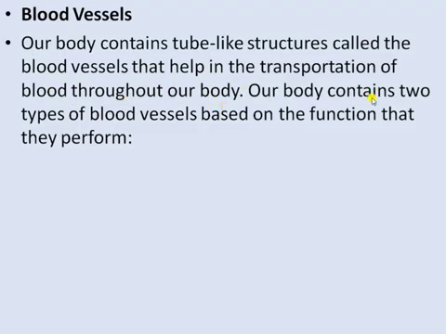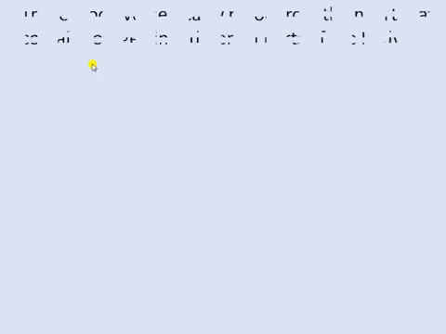Our body contains two types of blood vessels based on the function that they perform. The third blood vessel is the capillary, which is smaller in structure. So the first blood vessels are arteries and veins. Now we are going to study the arteries.